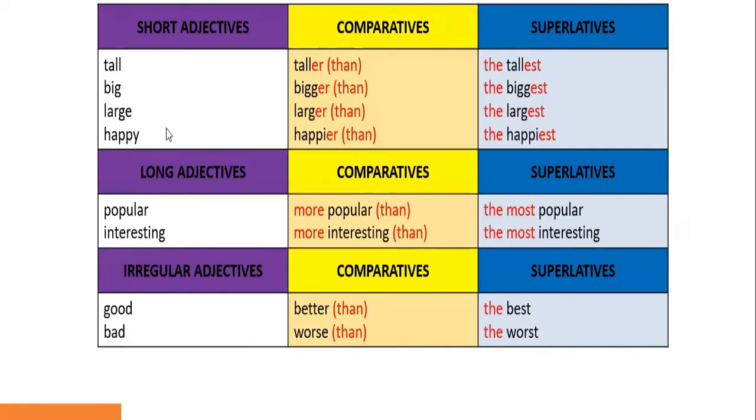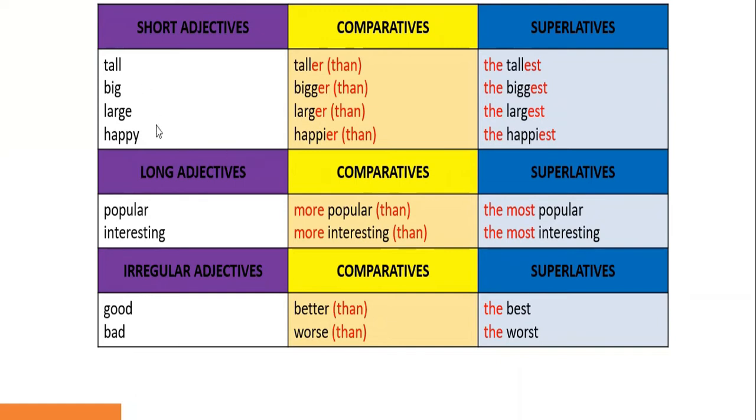Now, we are going to see how to form the comparatives and the superlatives. I know that you see a lot of information, but believe me, it's very simple to understand, okay? Just pay attention. Let's talk about the short adjectives first, because we have short adjectives, long adjectives, and irregular adjectives. Let's see how we can form the comparatives and the superlatives with these words. Tall, big, large. Large is like very big. Happy, popular, interesting, good, and bad, okay?